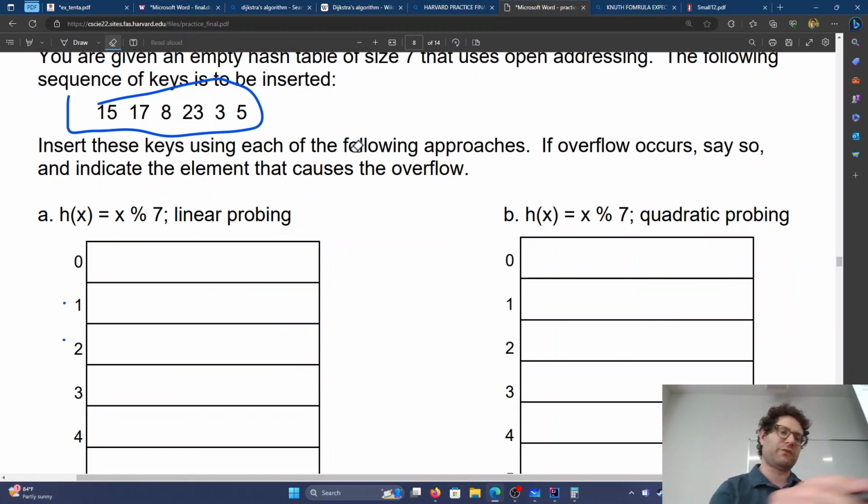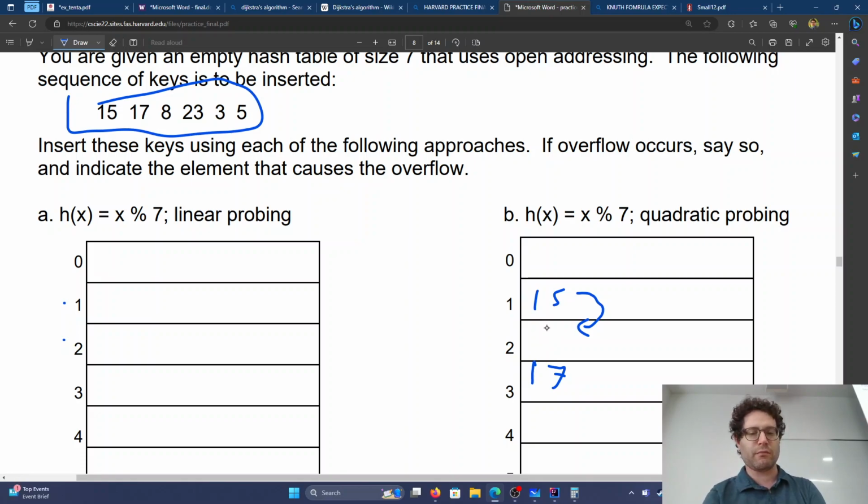For now it says do the same thing, but with quadratic probing. So quadratic probing. 15, 17, 8. 8 wants to go into this spot, but it can't, so it goes into the next available spot, which is 1 squared away, which is 1. Now, we'll go over this in a bit more detail with 23. 23 wants to go into what spot? It wants to go into 21 plus 2, which is index 2. It wants to go here, but it can't.